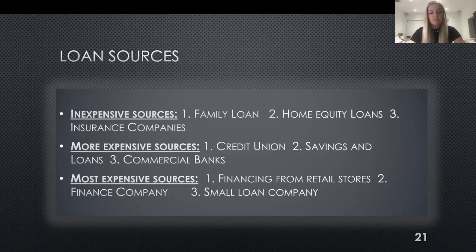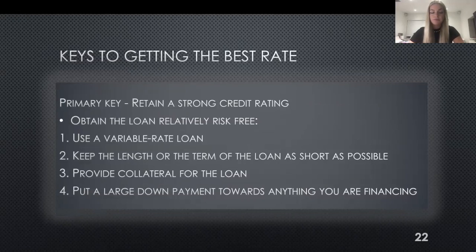The more expensive sources are credit unions, savings and loans, and commercial banks. Although these three sources offer loans that are quite similar in nature, credit unions generally offer the most favorable terms. And the most expensive sources are financing from retail stores, finance companies, and small loan companies. The primary key to getting the most favorable interest rate on a loan is a strong credit rating.